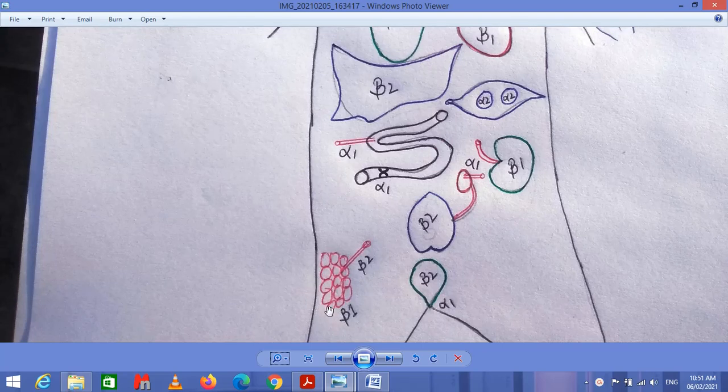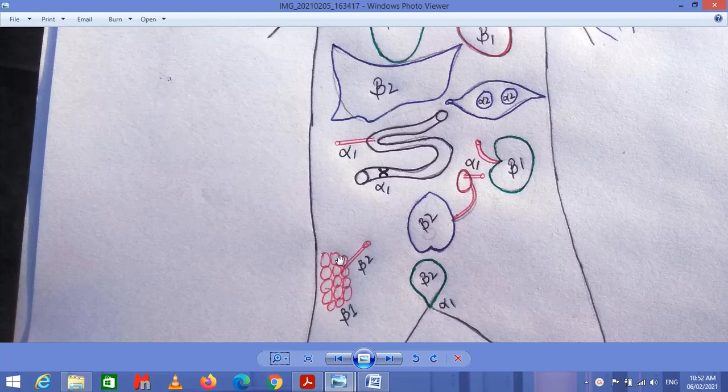This is adipose tissue. The adipose tissue contains both the beta 1 and beta 3 receptors. I have not mentioned the beta 3 receptor, but these cells, the adipocytes, contain the beta 1 or beta 3 receptors, and both of these are stimulatory, and both are responsible for lipolysis. During a stress situation, the lipid is converted into glycerol and fatty acids, which are used in the production of energy.